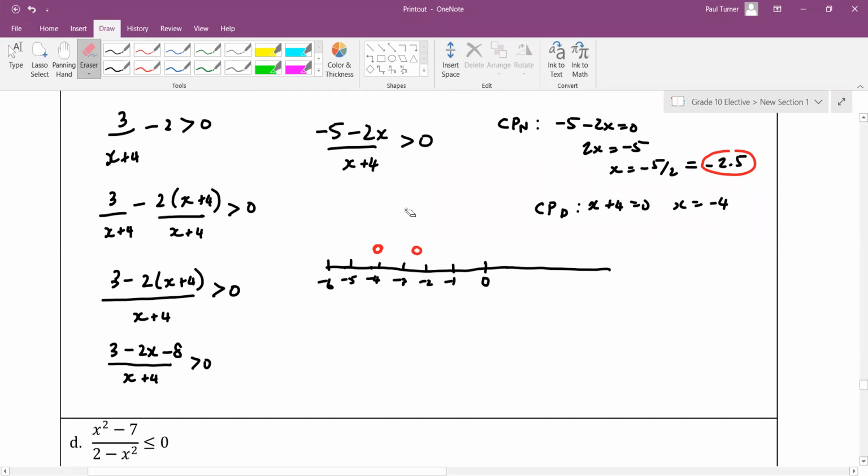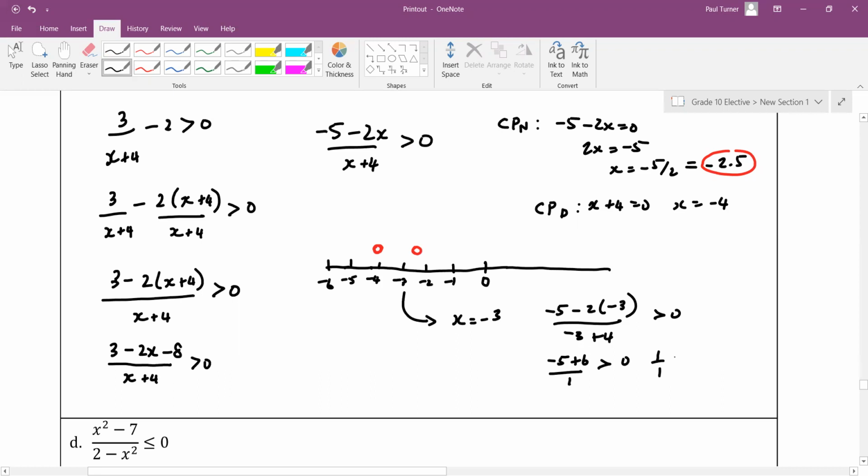So we're going to check some numbers. So we'll check minus 3, because that's in between the two critical points. So x equals minus 3. So you get minus 5 minus 2 times minus 3 on minus 3 plus 4. Is that greater than 0? Minus 5 plus 6 on 1, greater than 0. 6 minus 5, 1 on 1, which is 1, which is greater than 0, true. So in here, this is true.